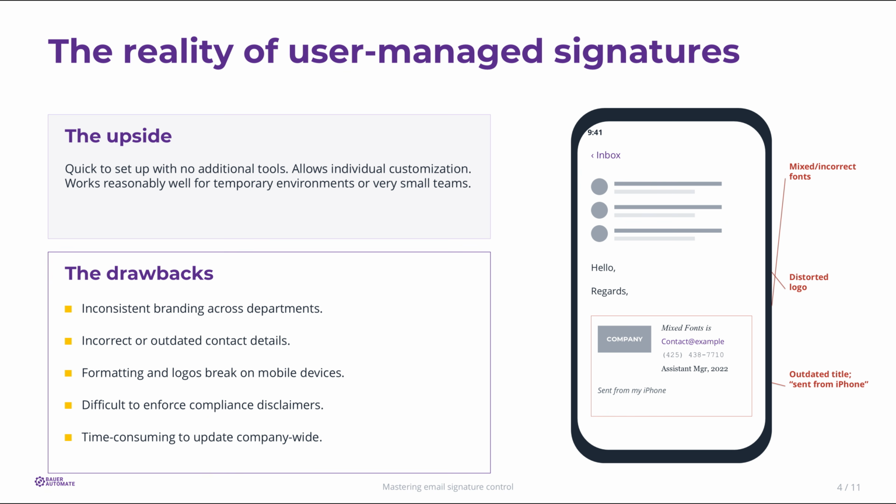When you really look at it, the specific drawbacks of user-managed signatures make the hidden risks glaringly obvious. First, you get inconsistent branding across users, different colors, wrong logo files. Second, incorrect or outdated contact details just linger for months after a phone system change or a promotion. Third, and this carries heavy legal weight, it's incredibly difficult to enforce compliance disclaimers. If you're in finance or healthcare, you need specific legal text in every email. If it's user-managed, those are often forgotten or accidentally deleted, which is a major liability. And finally, when it's time to update company-wide for a rebrand, it is painfully time-consuming.